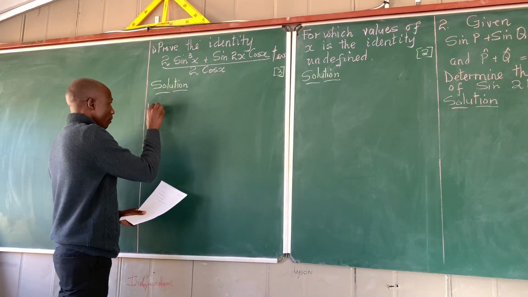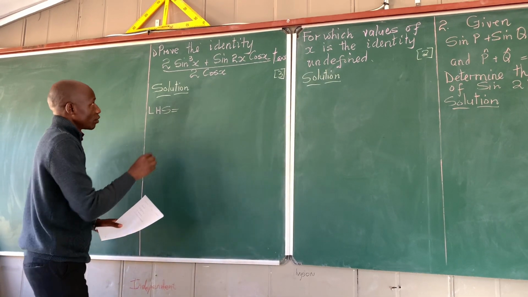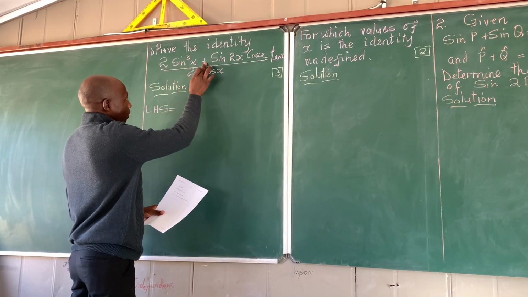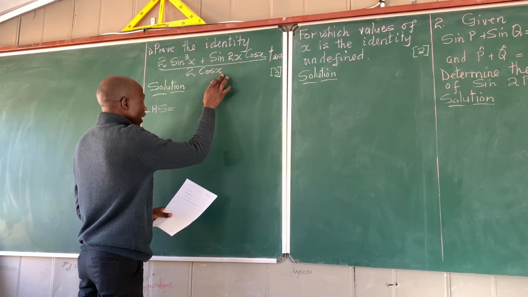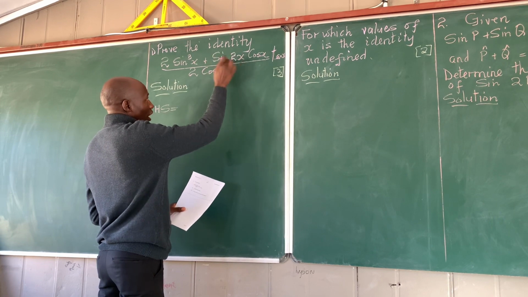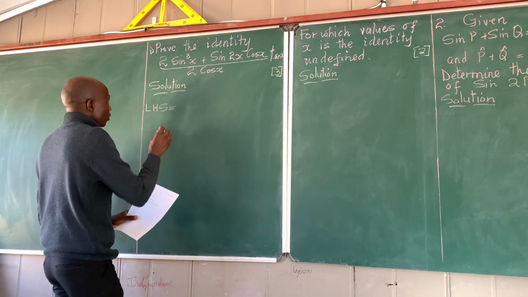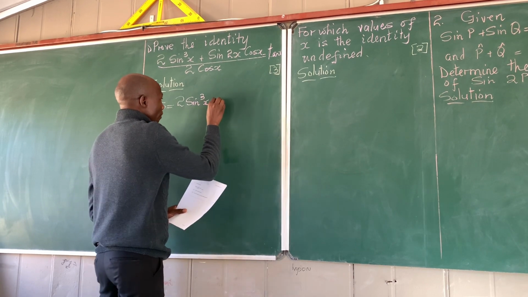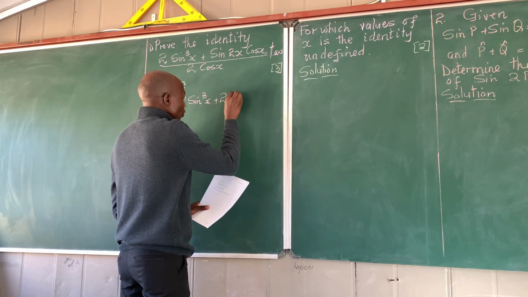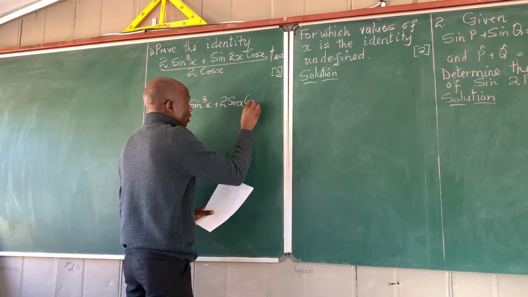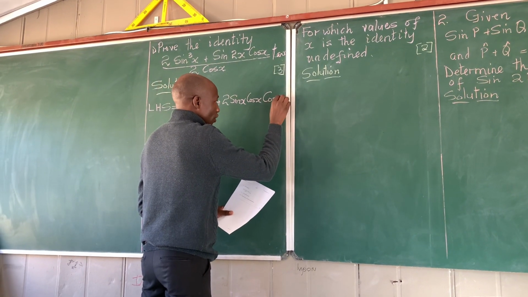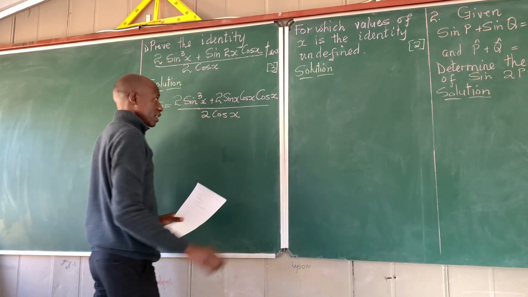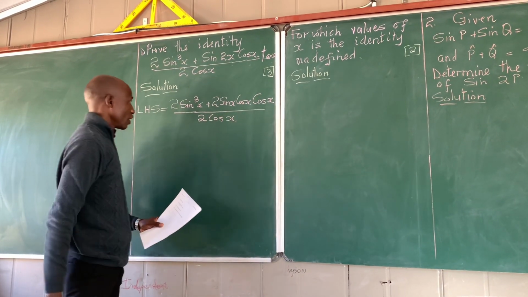So our left-hand side is equal to 2 sine cubed x plus sine 2x cos x, all over 2 cos x. I'm going to start by replacing the sine 2x, since the right-hand side only has a single identity. So it will be 2 sine cubed x plus the identity for sine 2x, which is 2 sine x cos x, and then there was a cos x there, all over 2 cos x. So that is the first step, replacing sine 2x by 2 sine x cos x.